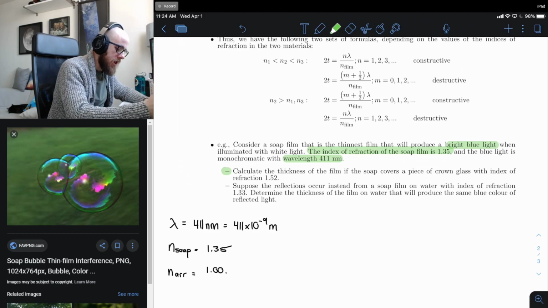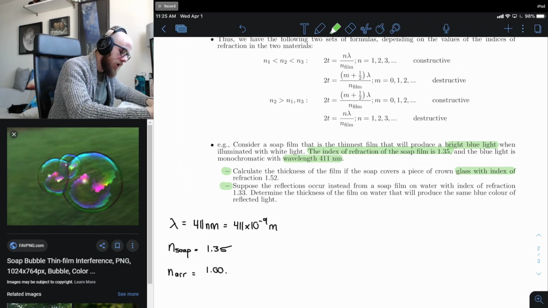We're going to calculate the thickness of the film if the soap covers a piece of glass with an index of refraction of 1.52. So glass with an index of refraction of 1.52. Let's draw out that scenario. Let's just draw out part A for now.